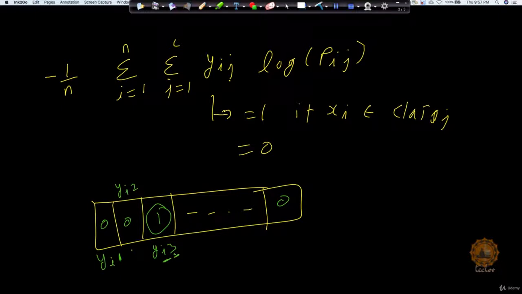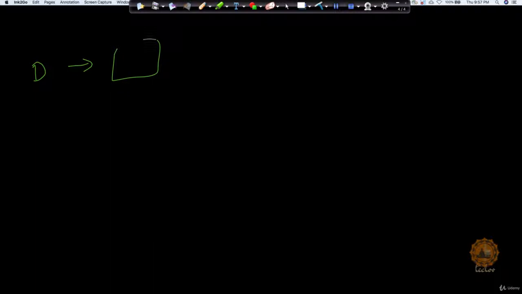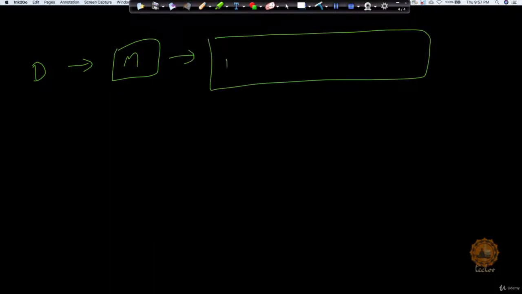Now, if we look at it in terms of probability, I have a data set, I pass it to my model, and I will get some probabilities. So my probabilities will look like this. Let's say for the first row, this is the probability that it belongs to class 1, this is the probability that the first row belongs to class 2, and you can keep on doing it till class 9, because we have 9 classes.